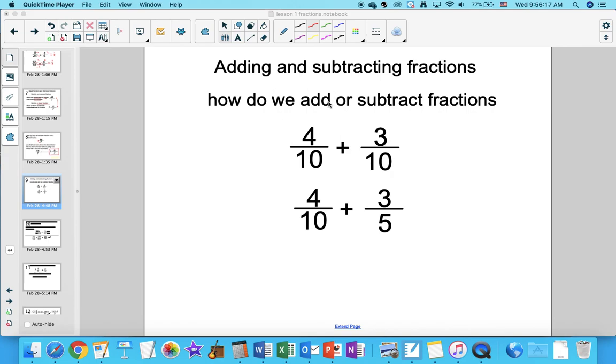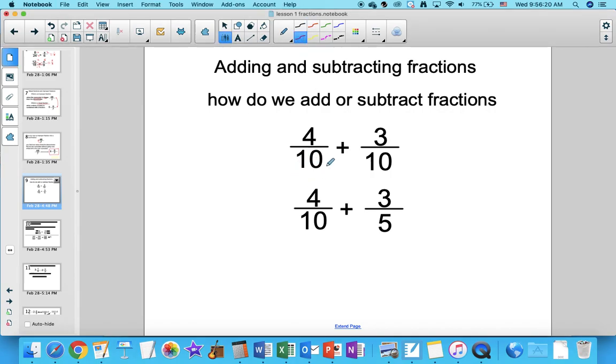So, how do we add or subtract fractions? Well, it depends. You need to look at your denominators, right? It really depends on your denominators. Take a look at these two different fraction equations and see if you can find the difference between these two. You may have noticed that this denominator and this denominator is different. It really matters because if your denominators are the same, adding and subtracting fractions is really easy. If your denominators are different, you have to take a few extra steps.